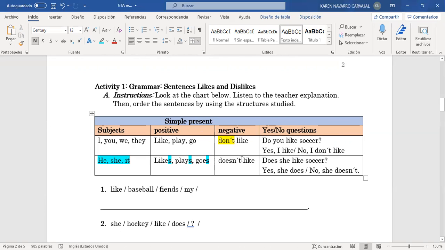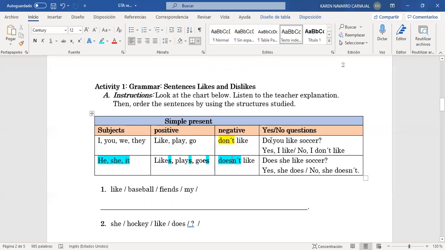And for the negative, well, we have another difference here. We're not saying don't, we say doesn't. We use doesn't. This is a contraction. So she doesn't like soccer. And for a question, well, look at this.